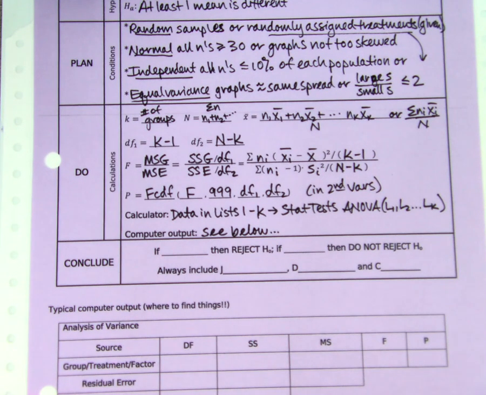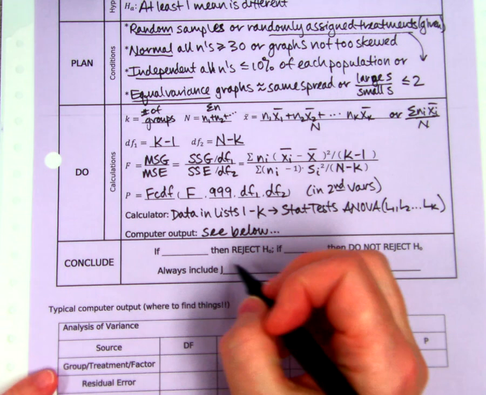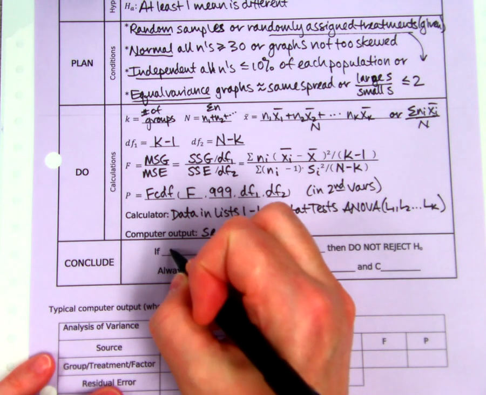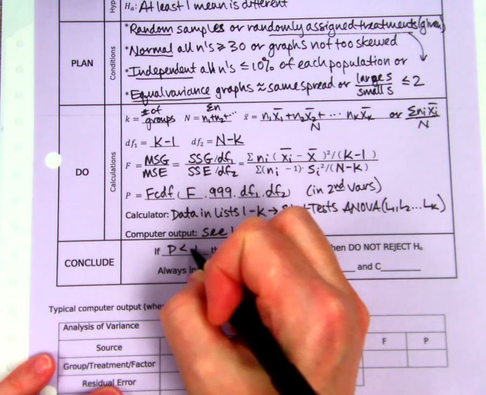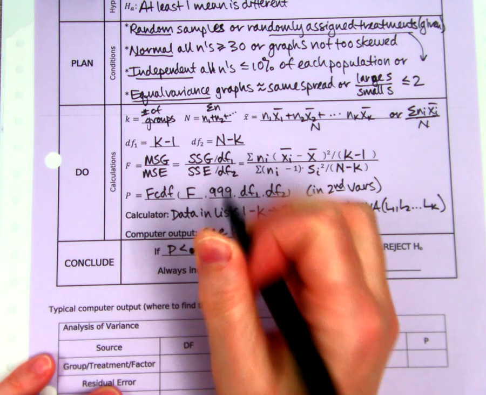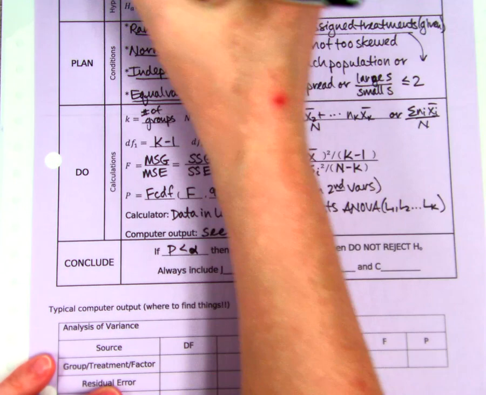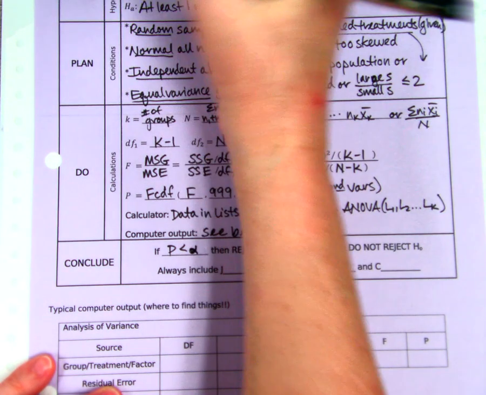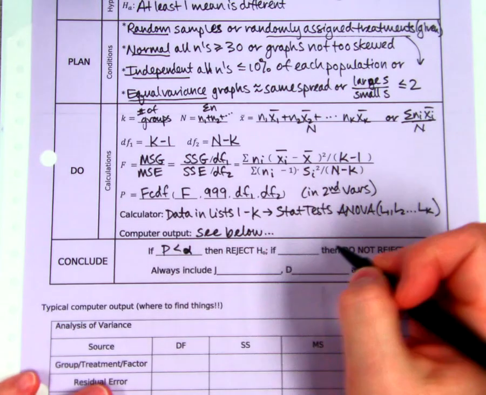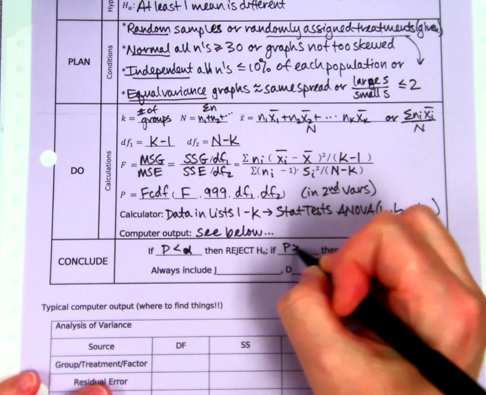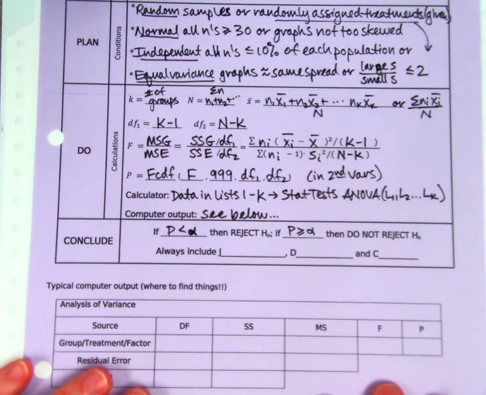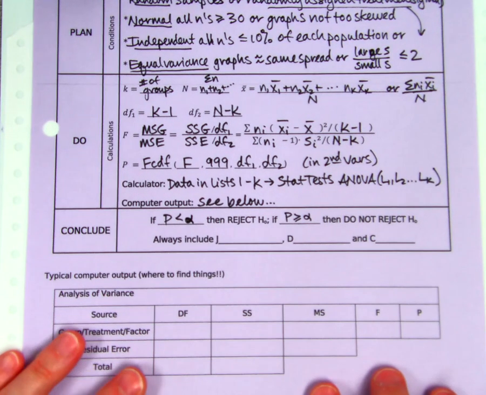Conclude is the same as we've done in every other chapter, so I feel like we almost don't even need to write this. But if p is less than alpha, which, by the way, you should say what alpha is up at the top. I forgot to put that. Alpha equals whatever. If p is less than alpha, you reject. If p is greater than or equal to alpha, then you don't reject. I'm never going to make it equals because that's mean.